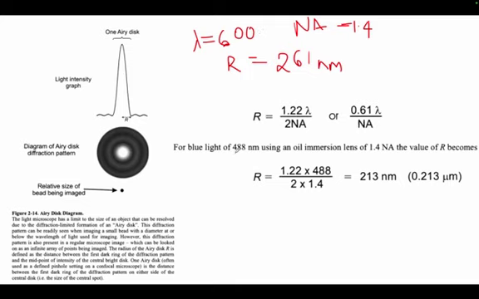Instead, if we use blue light with the same lens, our limit of resolution will be 213 nanometers. So basically, the limit of resolution, which is defined by this criterion for a light microscope, is around 200 nanometers. So we cannot see objects which are separated by a distance of less than 200 nanometers.